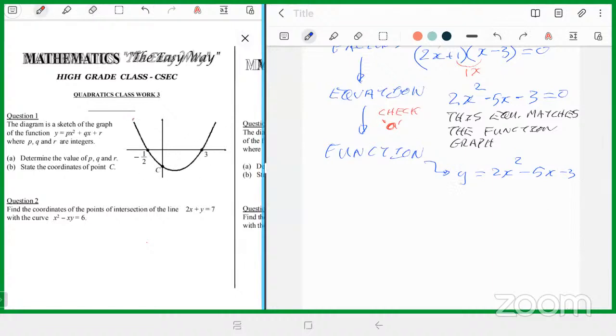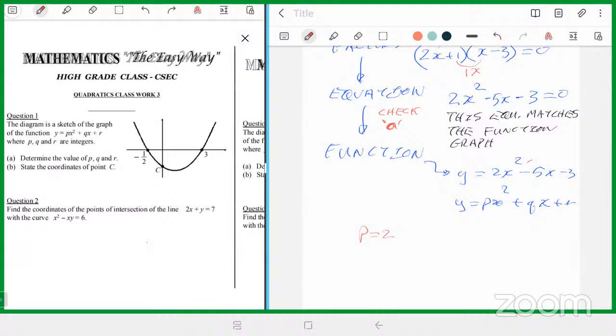They want us to say the values for P, Q, and R. So if we compare it, y equals px squared plus qx plus r, we see that the coefficient of the x squared right here is the p. So p equals 2.